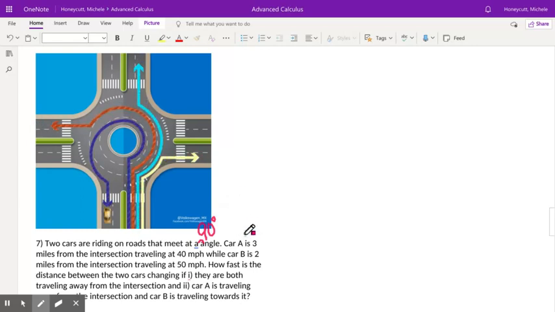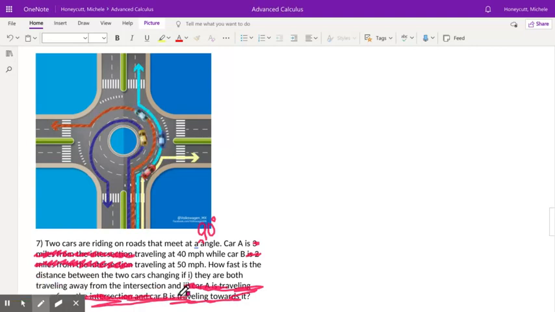So car A is 3 miles from the intersection. We're just going to see how far it's traveling. Car A is traveling 40 miles per hour, while car B, we're going to take away the other information so that it looks like the example in your assignment, is traveling 50 miles per hour. How fast is the distance between the two cars changing if they're both traveling away from the intersection? And we're only going to do part 1. We're not going to do part 2.